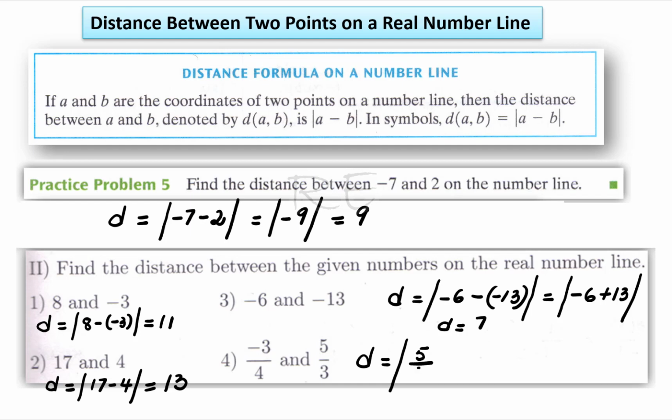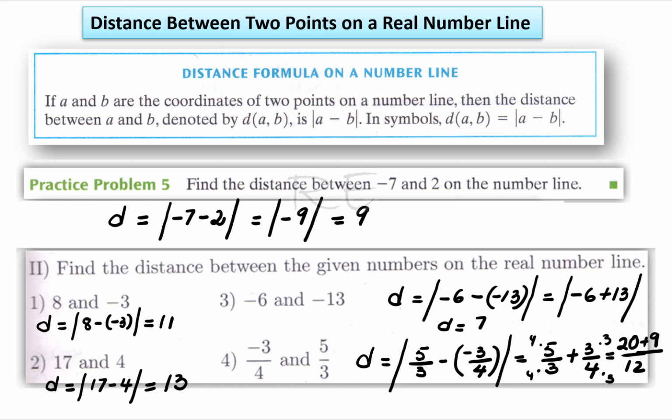Distance will be 5/3 minus -3/4, which is really 5/3 plus 3/4. We don't need the absolute value because the sum is positive. Common denominator is 12, the lowest common denominator. 4 times 5, 20. And then 3 times 3, 9. So that distance is equal to +29/12.